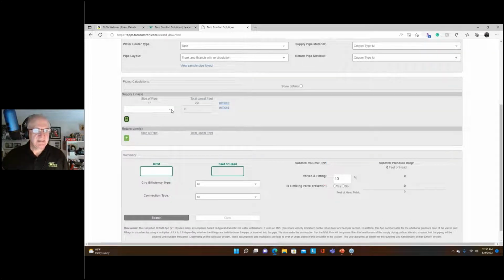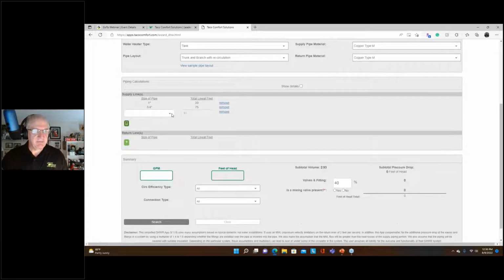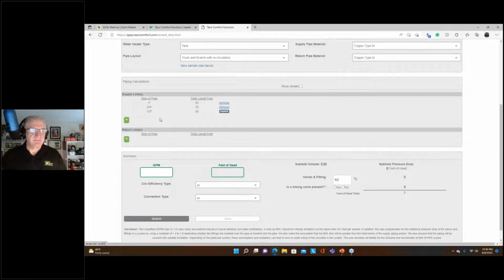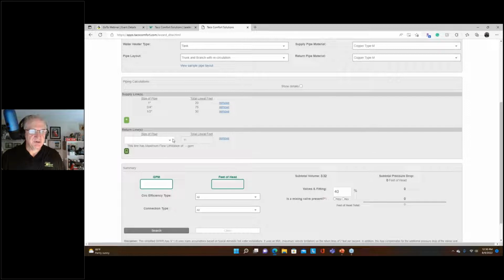What else? Well, let's have some 3/4 inch. And what we're doing is we're going all the way to that last fixture. All right, let's say there's 75 feet of 3/4 inch pipe. And then lastly, we have 1/2 inch pipe. And let's say there's 30 feet of 1/2 inch pipe. So I've got 125 feet altogether of pipe: 20 feet of 1 inch, 75 feet of 3/4, 30 feet of 1/2 inch. Now we want to size the return line.